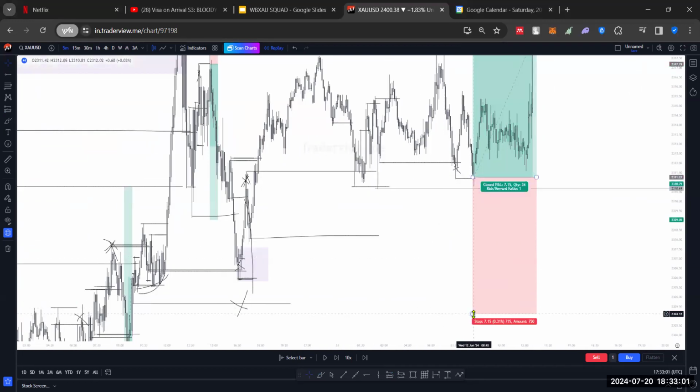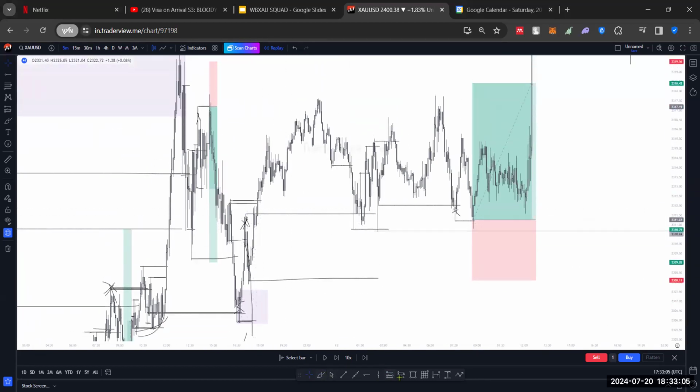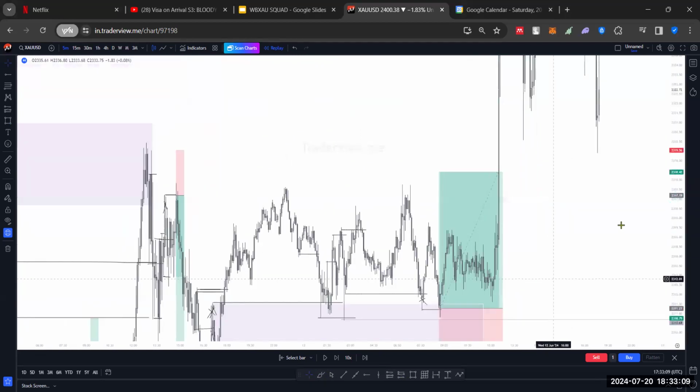And what would be our stop? Our stop would be way below this engulfing, right? Because this is our flipped zone. This is our flipped EG. This is our flipped EG area. Okay. That's our flipped EG area.